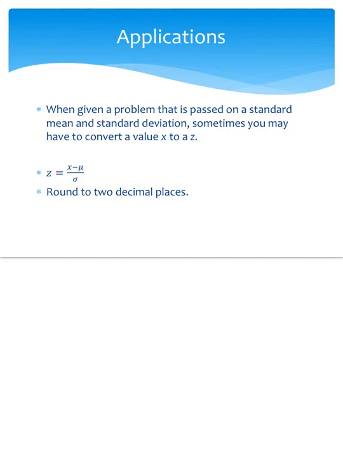The problems that we've looked at up to this point have actually been given in terms of z. But sometimes you may have to convert a value x to a value z in order to get started. To do that, you're going to take your x value and subtract the mean from it, and divide that answer by the standard deviation. You always round your answer to 2 decimal places because that's what you're going to use in your table.